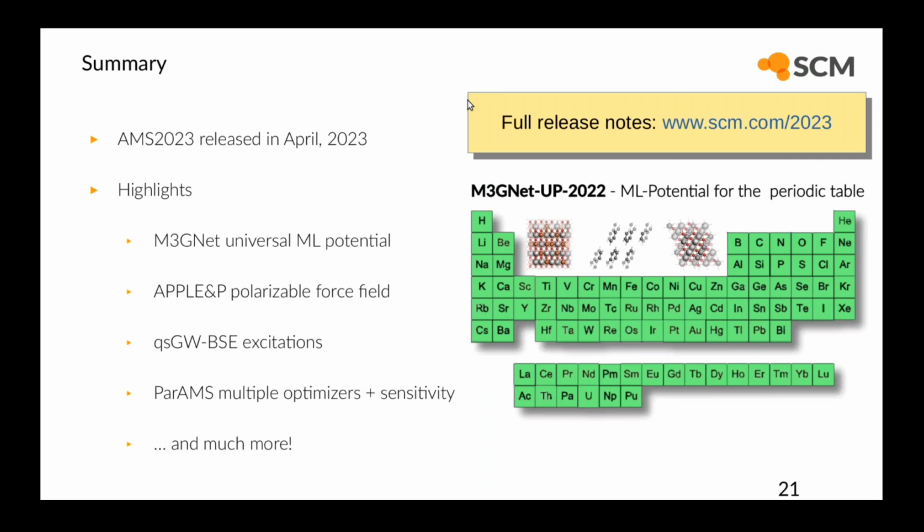So to summarize, we released Amsterdam Modeling Suite 2023 in April. Some of the highlights include the heterogeneous machine learning potential, the AMP polarizable force field, the quasi-particle self-consistent qsGW-BSE, and the ParAMS multiple optimizers and sensitivity, and much more that I hope I covered in this talk. And you can find the full release notes at scm.com/2023.